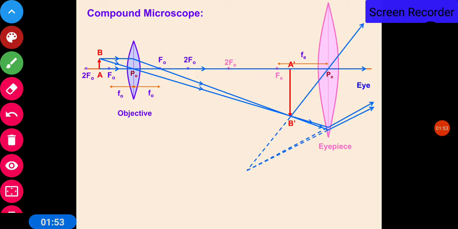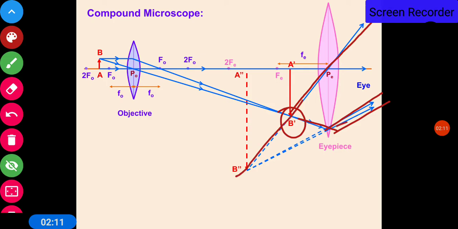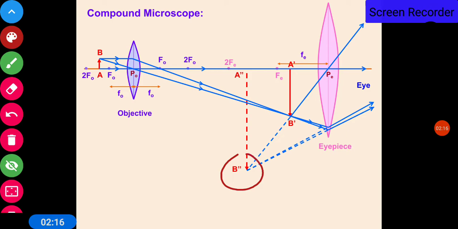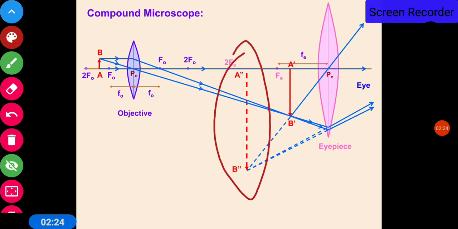Now the ray from B dash falling on the eyepiece refracts into the other medium on the other side, and the ray which is passing through the optical center of the eyepiece goes straight without refracting. When both the rays are extended, they meet at the point B double dash. So B double dash is the image formed by the eyepiece. A double dash B double dash is the final image formed by the combination of the two lenses, objective and eyepiece.